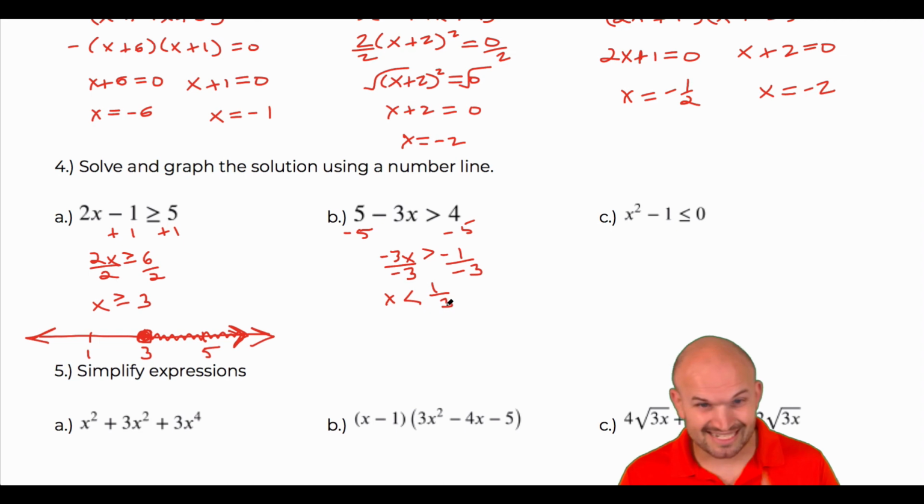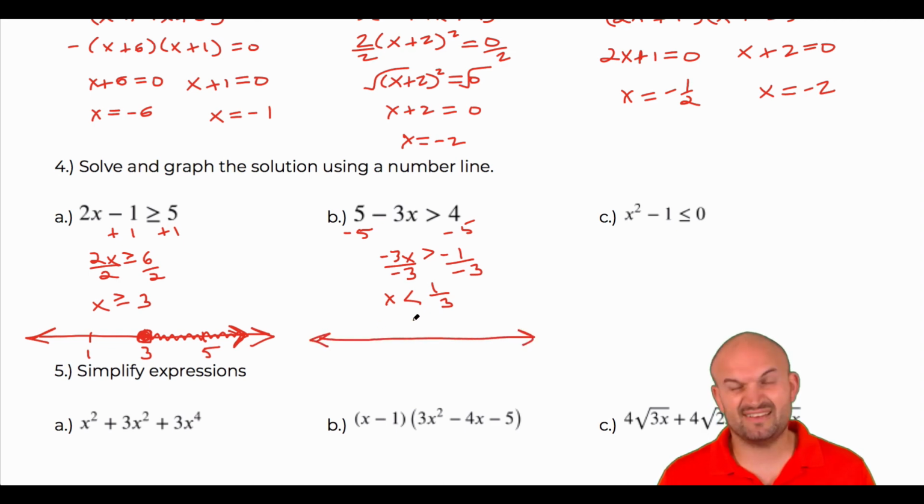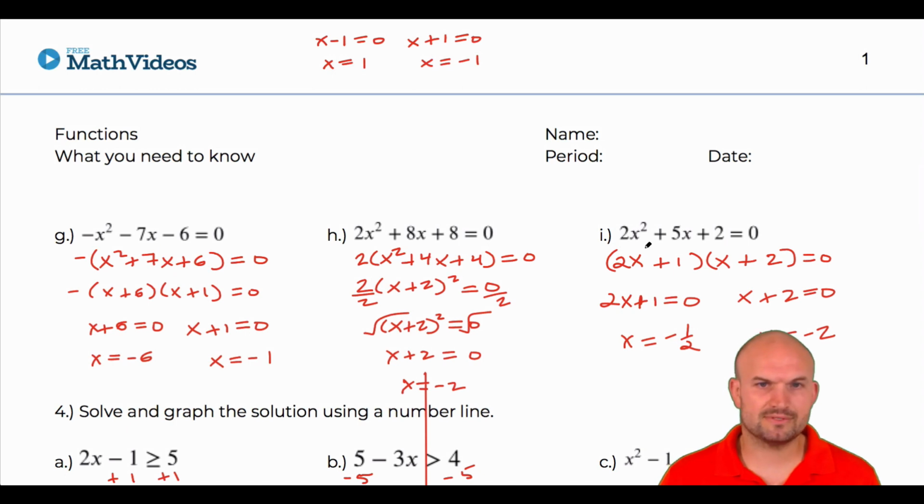Also notice that I have x is now less than 1/3. Now some people are like, well, how am I going to do a number line with 1/3? Well, you are the master of your number lines. So if it's not an integer, that's fine. Here's 1/3. Ooh, that was not supposed to happen though.